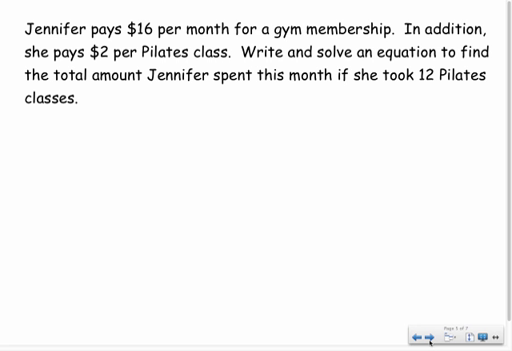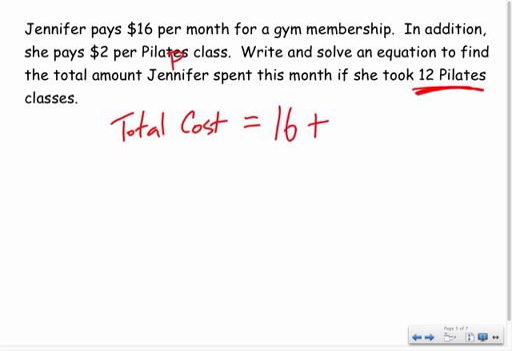So a lot of people are just going to take your 12 times 2, right, because that's the cost of that, and then add on that 16. But let's write an equation here first. So if I think about it, let's come up with an equation for our total cost. Let's put P in for Pilates class. So let's say we didn't know how many classes she took, right? She pays $16 a month plus 2 per class. So 2P, right? 2 times the amount of classes she took.